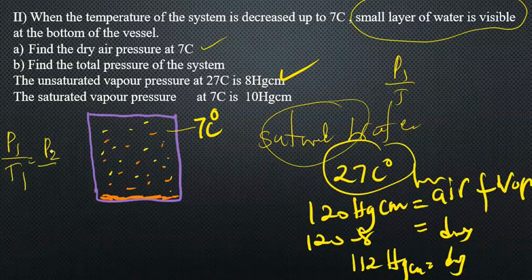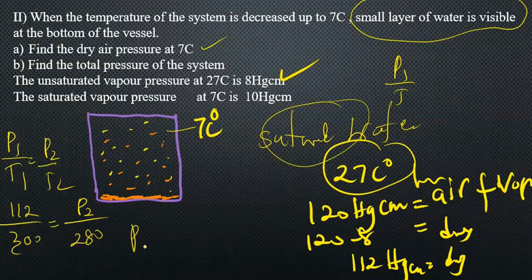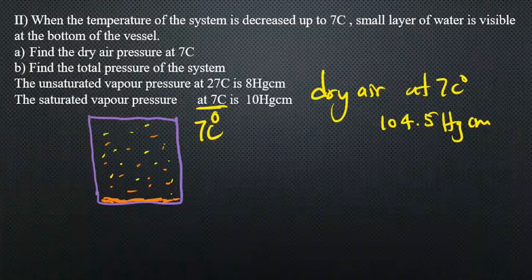P1 over T1 equals P2 over T2. So the initial pressure is 112 divided by 300, and P2 divided by the temperature at 7 degrees Celsius, which is now 280. From the simplification we get P2 equals 104.5 Hg cm.